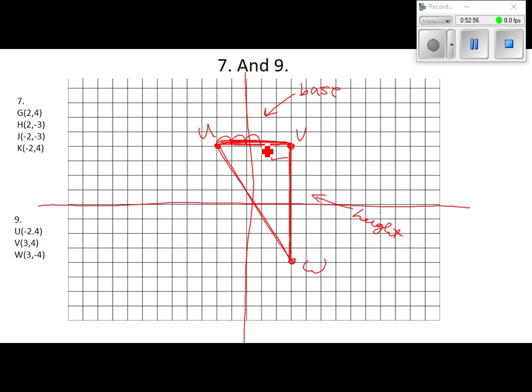Can I find the length of that base? 1, 2, 3, 4, 5. Can I find the length of the height over here? 1. Now the bad thing is, can I find this length? No. What do I have to use to find that length? Now I have to use the distance formula. That's horrible that you actually have to do some math.